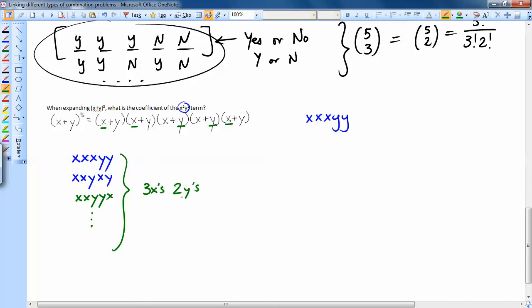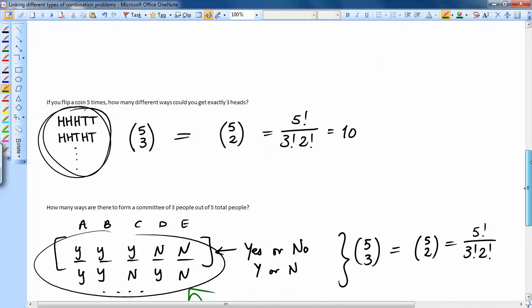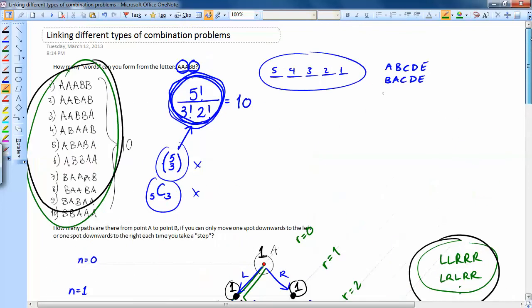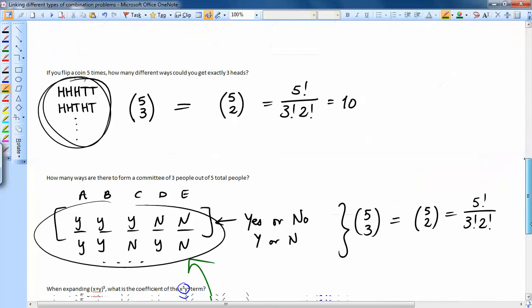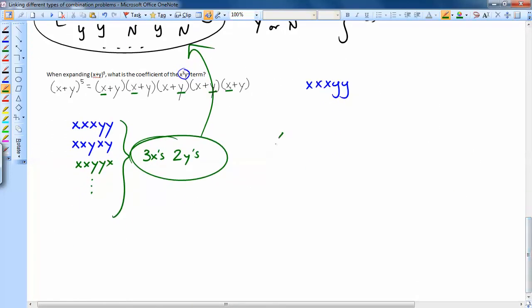So if I keep writing this out, I'm really not doing anything different from this problem or the one before that or the one before that or the one way up here where I'm listing off all the words that have 3 A's and 2 B's. Instead, I've got 3 x's and 2 y's. So the coefficient down here is going to be 5.